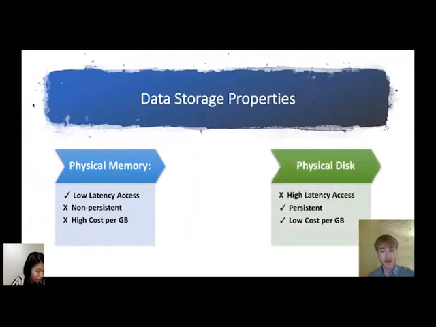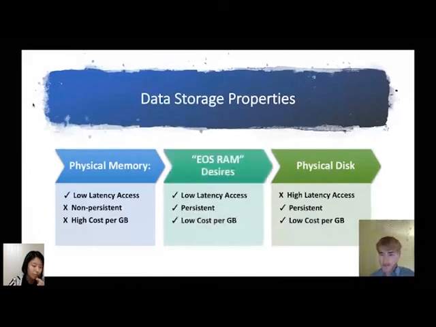We have physical disks, which are kind of the opposite. They're a high latency to access when you want to store something, but it's persistent. It'll remain there basically forever or until the disk dies. And it's a low cost, so you can have tons of data stored on disk, and it's cheap and easy. EOS RAM has this desire to kind of fit in the middle. It wants that low latency access of the real RAM, but it needs that persistence, and we desire that low cost per gigabyte.